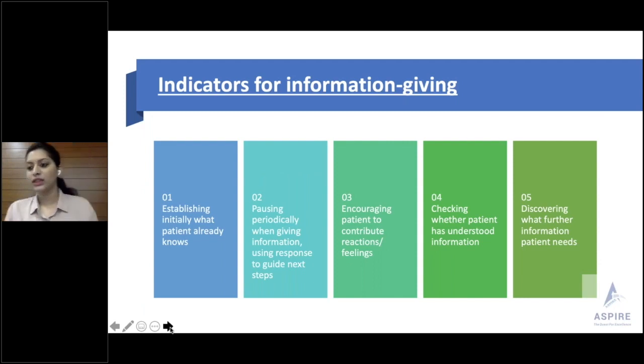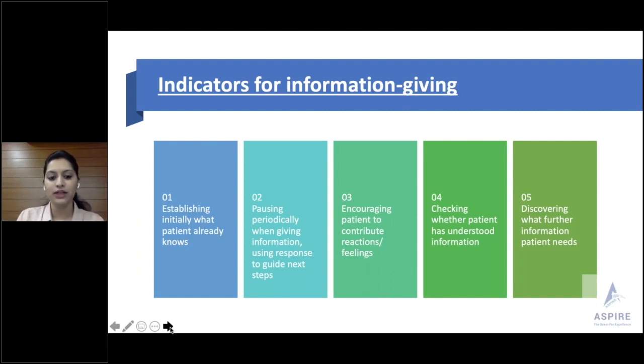So this is the last point in clinical communication skills, information giving. So let's look at the indicators. Establishing initially what the patient already knows. It's always good to know what the patient's idea about the condition is, to rule out any doubts or to give them more information and to make sure that they know what is happening to them.